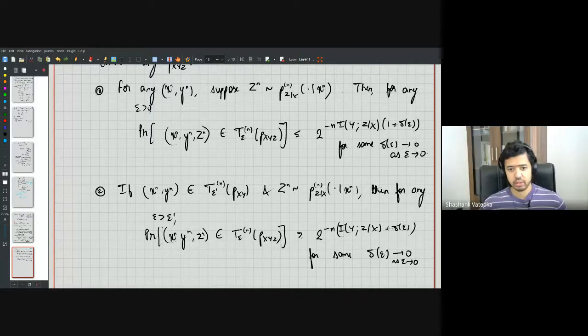Correct. So to prove an upper bound, we need to make absolutely no assumptions on xn and yn. The upper bound is valid whether they are jointly typical or not. If they're jointly typical, the upper bound still holds. If they're not jointly typical, the upper bound still holds. But when we want to derive a lower bound, then we have to assume that xn and yn are jointly typical. If they're not jointly typical, then you don't have this particular lower bound. But if they are jointly typical, then this holds.